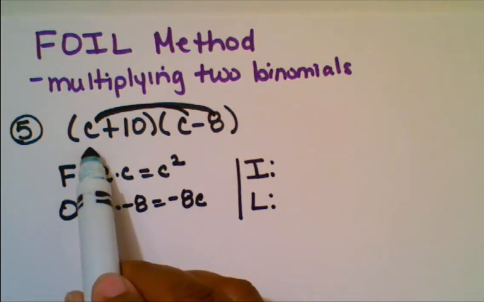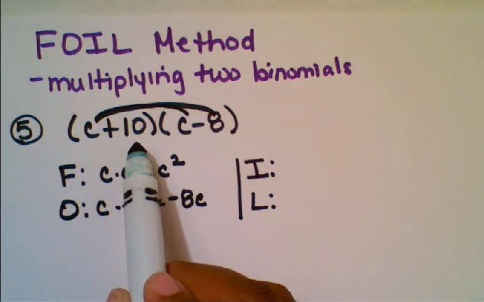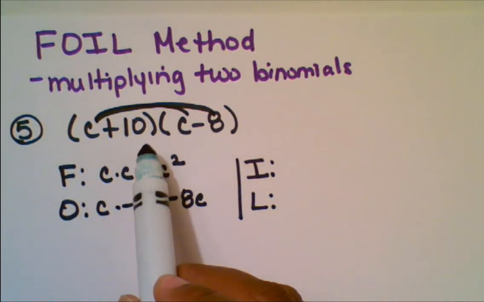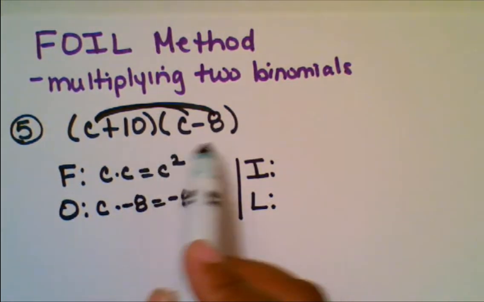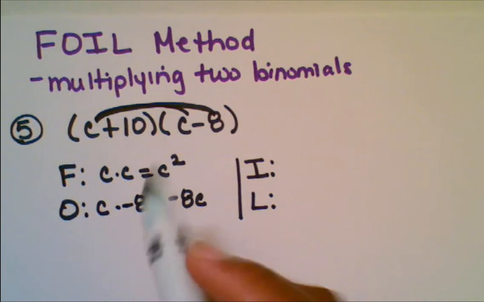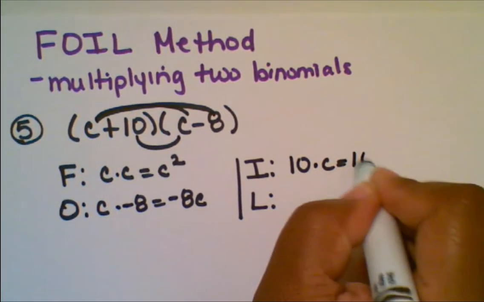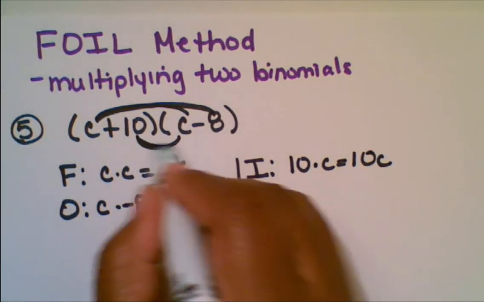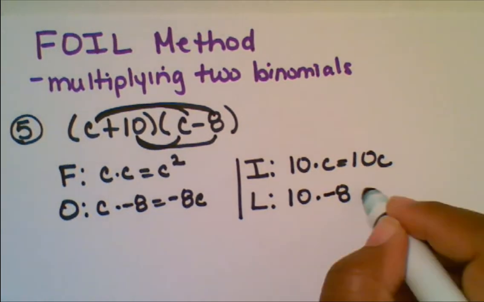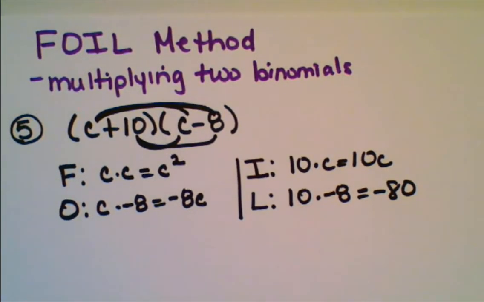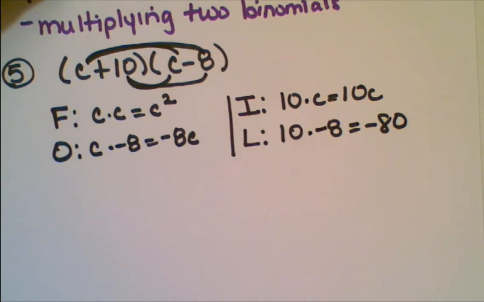So now at this moment, the C, we're finished. Then we're going to take this 10 and we're going to distribute that twice. That will be our inside term, and then multiplying the 10 to the 8 will be our last terms. So 10 times C, 10C, and then 10 times negative 8, that is negative 80.